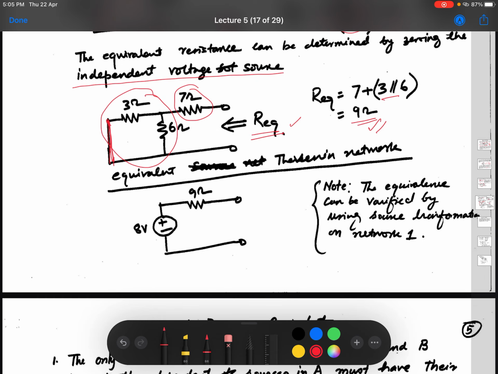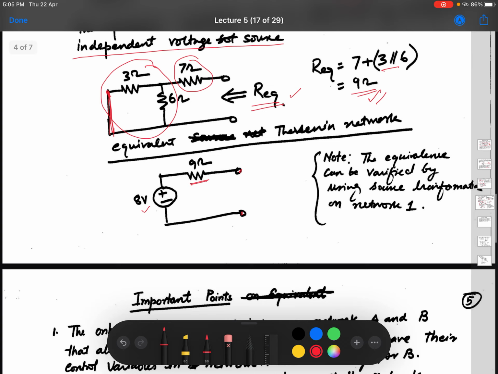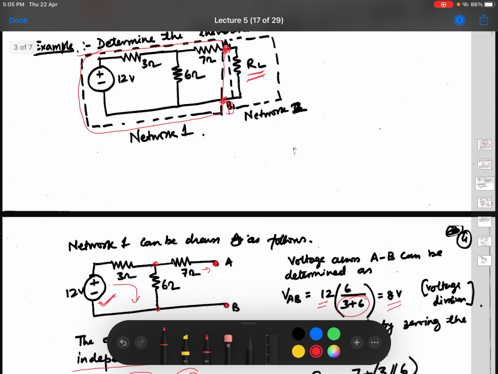So the equivalent Thevenin network would be something like that, 8 volt, and with that a 9 ohm resistance, a practical equivalent source. Now if you want to find out whether the equivalence is really working out or not, you can put the value of some RLs in this circuit. Okay, you can verify whether it is working out or not for this circuit at least.